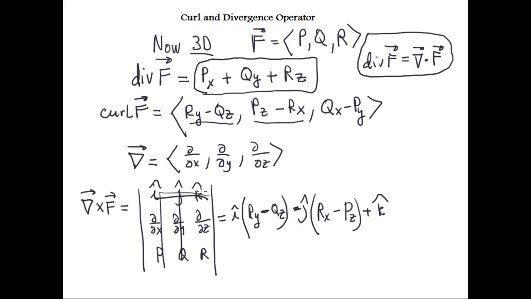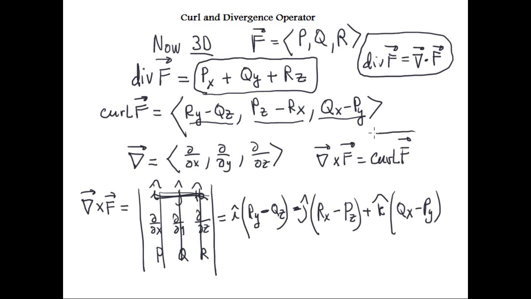And plus k, you delete this row and this column. What stays is the partial derivative of Q with respect to x minus the partial derivative of P with respect to y. It's exactly the same as this formula. Conclusion: in this convenient notation, nabla cross F represents the curl of F. This is another new notation, using the nabla operator.